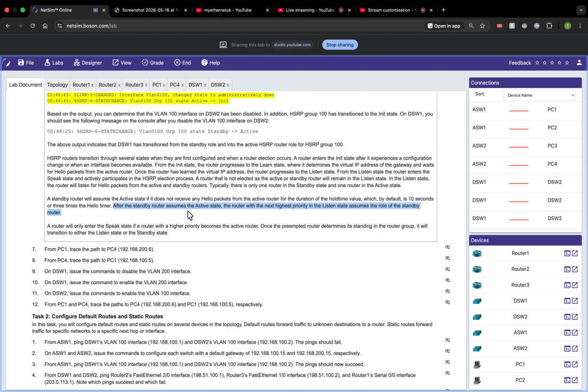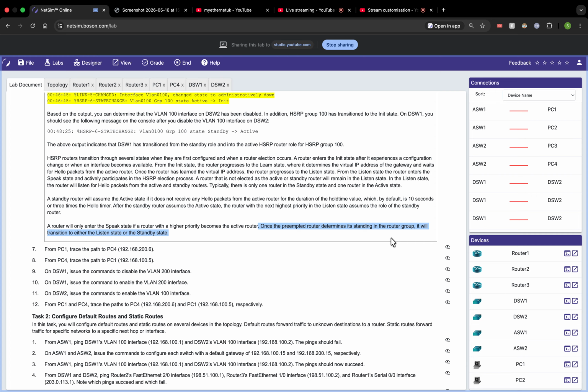Once the router has learned the virtual IP address, the router progresses to the listen state. From the listen state, the router enters the speak state, which actually participates in the election process. A router that is not elected as the active or standby router will remain in the listen state. So if it's not got one of the two big jobs, in the listen state the router will listen for hello packets from the active and standby routers. Typically there's only one router in the standby state and one router in the active state.